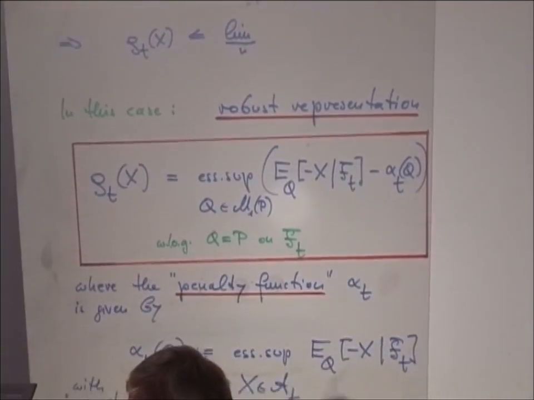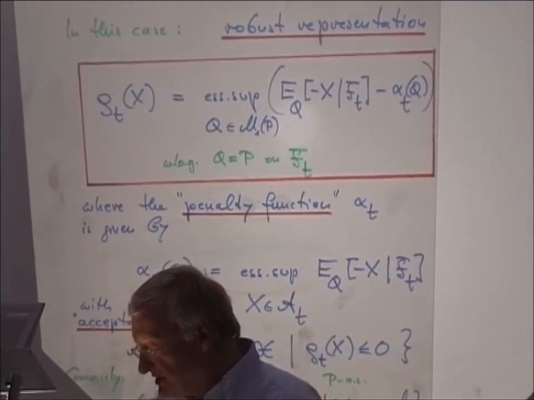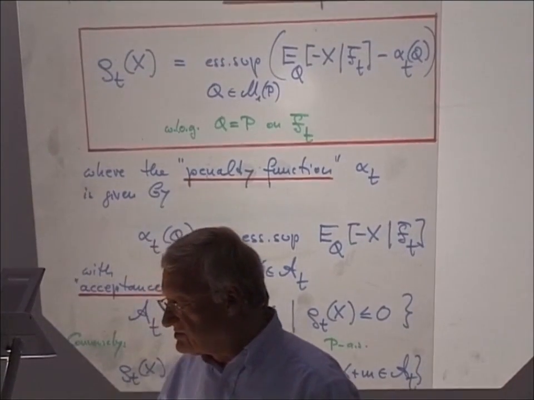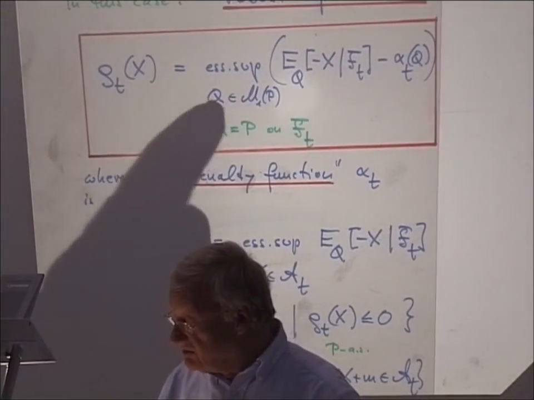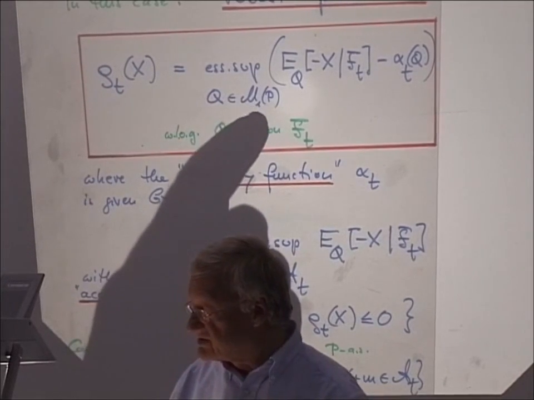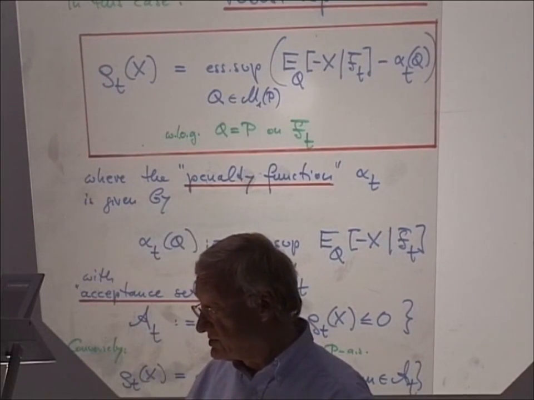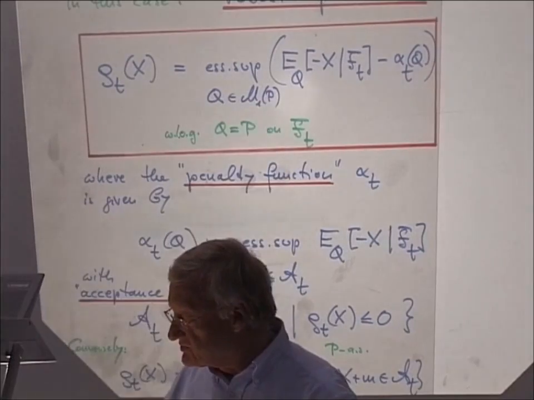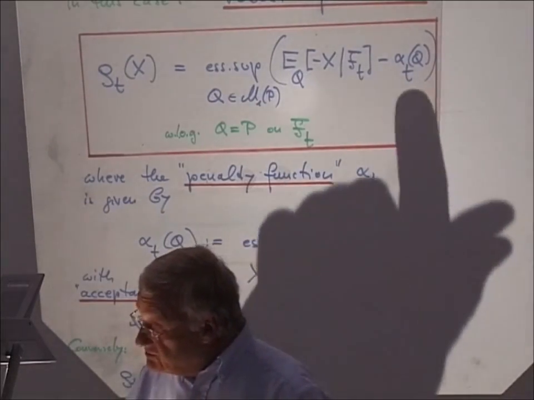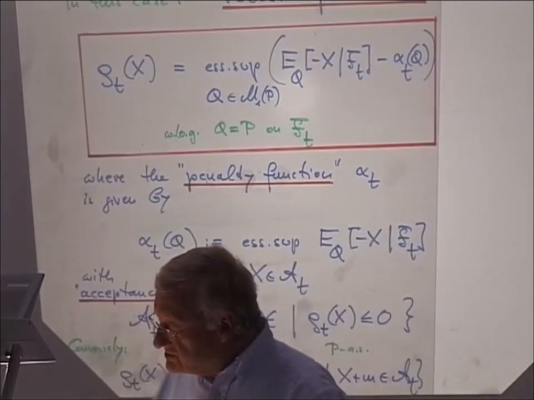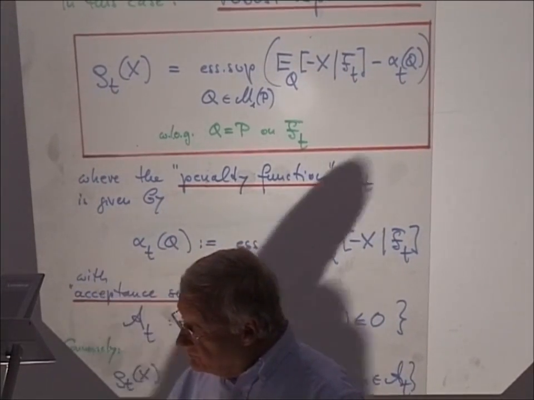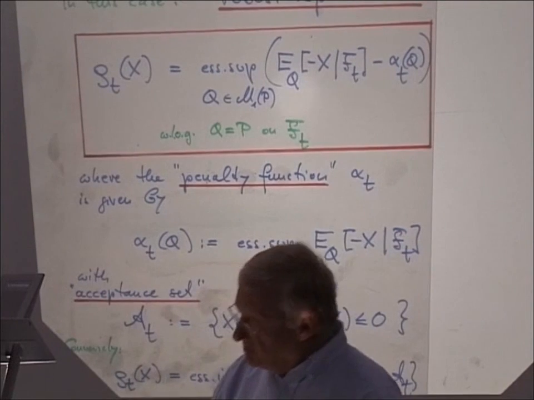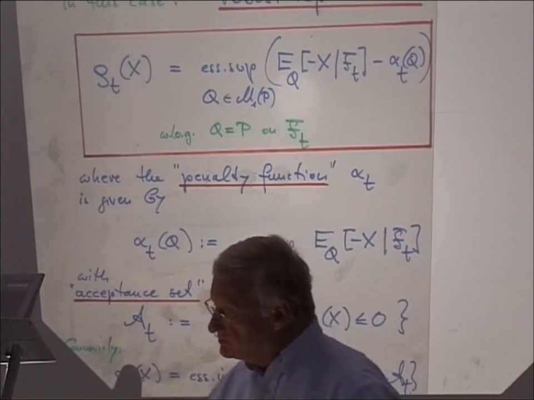So the philosophy is the same as before in the static case. Here you compute a conditional expected loss. You take the worst case over all measures which are in this class. This is a class of measures which are absolutely continuous with respect to P. But you take them seriously to different degrees. This is given by alpha t of Q. And alpha t of Q is itself FT measurable. It depends on the information up to time t.